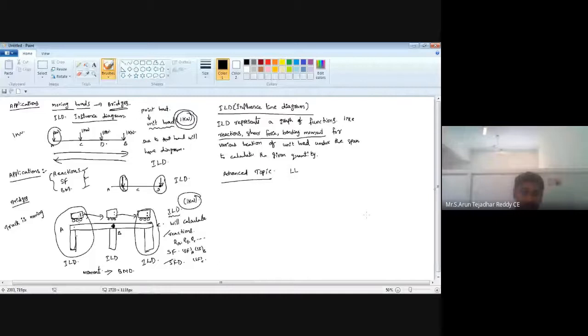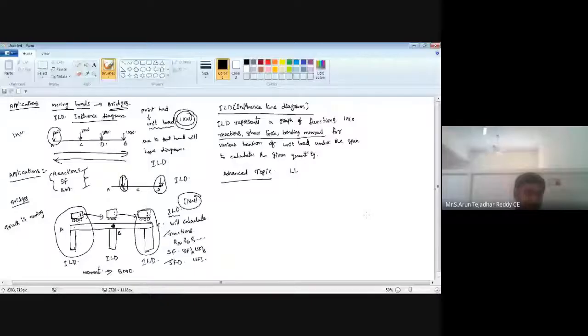Without load, we can't calculate the ILD. That also, this is live load. Suppose one example, at the first point it is acting 10 kilonewton load, but coming to the second position, how much load is acting, we don't know, because that is live load.